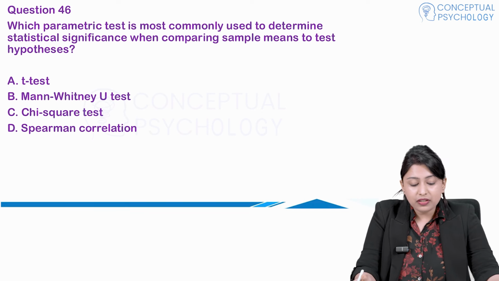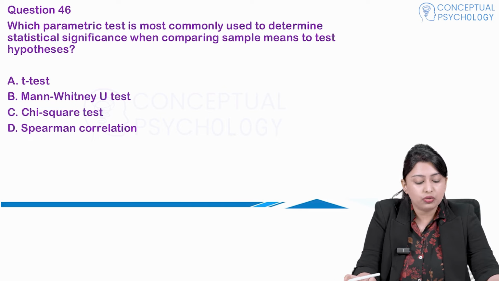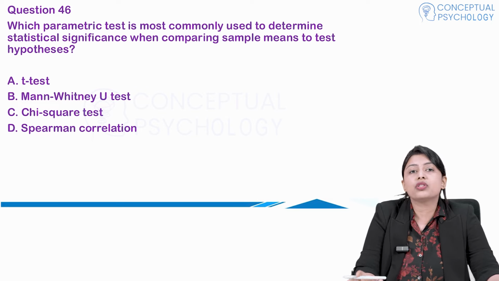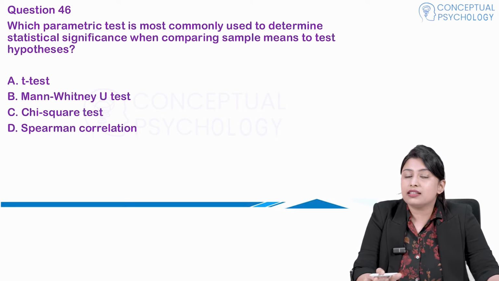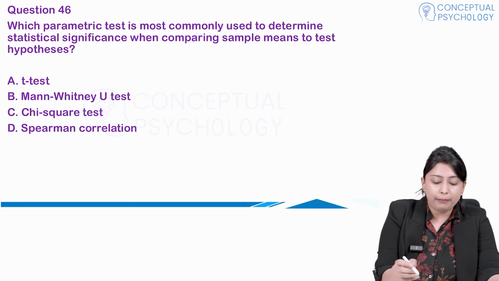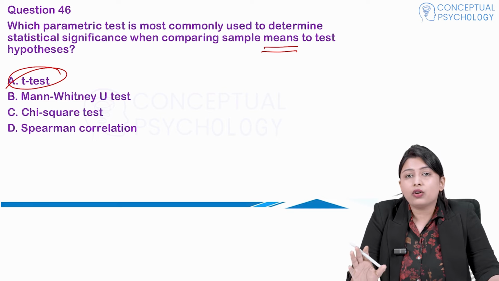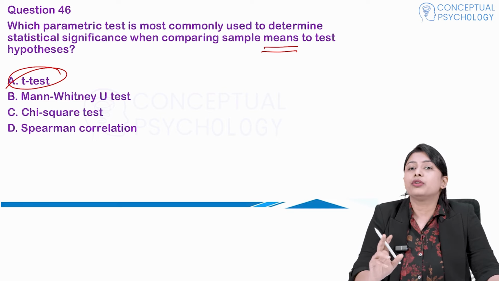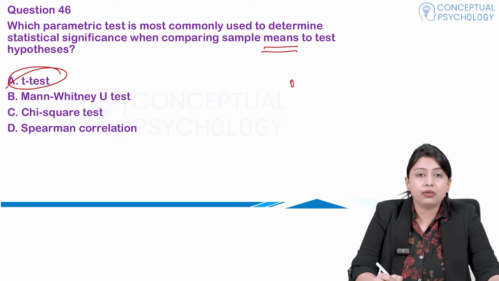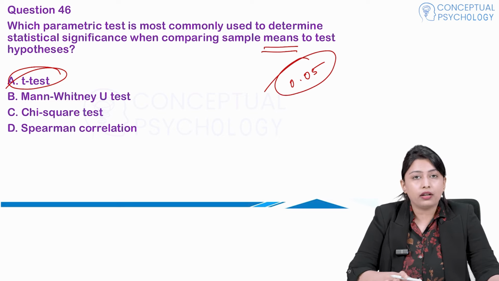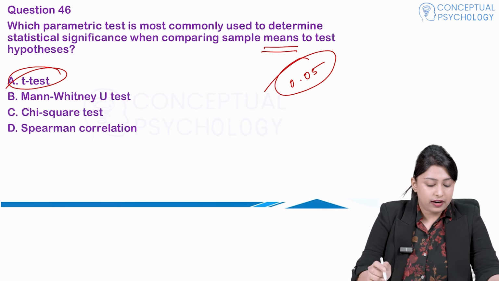Next question. Which parametric test is most commonly used to determine statistical significance when comparing sample means to test hypothesis? T-test, Mann-Whitney U-test, chi-square test or Spearman correlation. The t-test is the most fundamental parametric test used to determine the statistical significance when testing hypotheses about means. Alright, so always keep this in mind. So the t-test produces a t-statistic and corresponding p-value, which is then compared to the predetermined alpha level, which is typically 0.05, right, to determine if results are statistically significant or not. So the correct answer would be t-test.